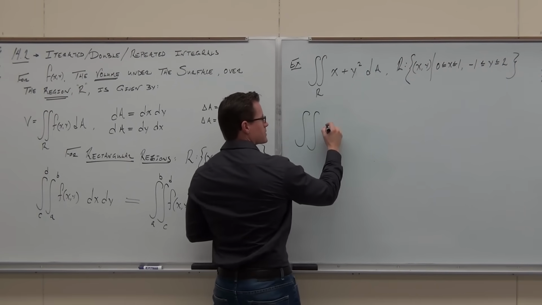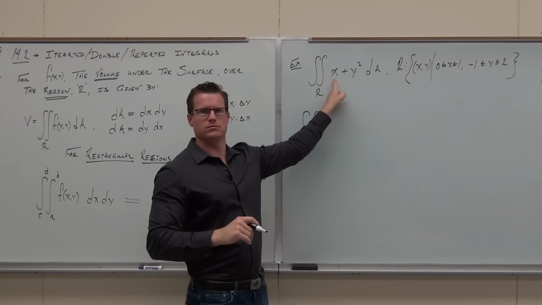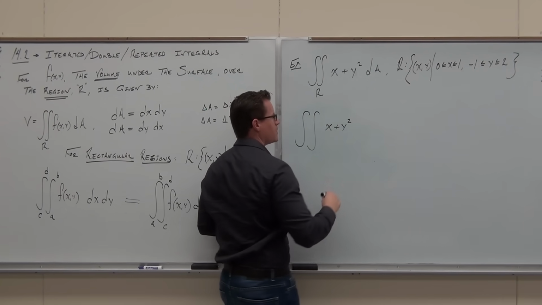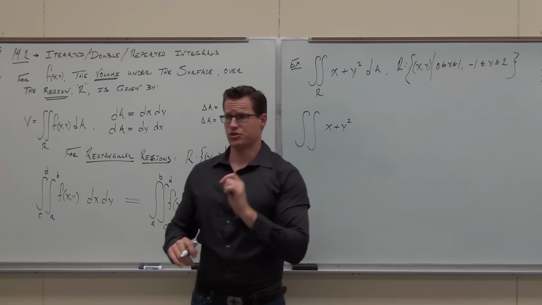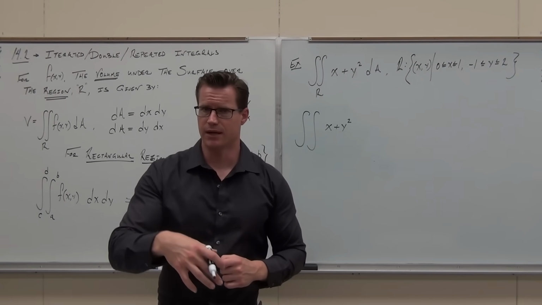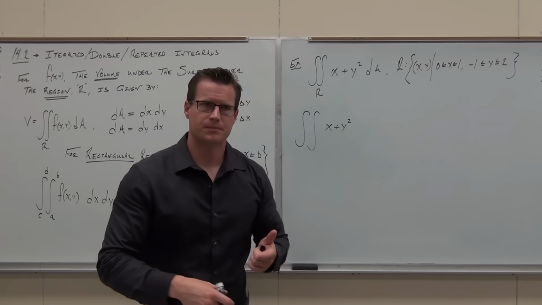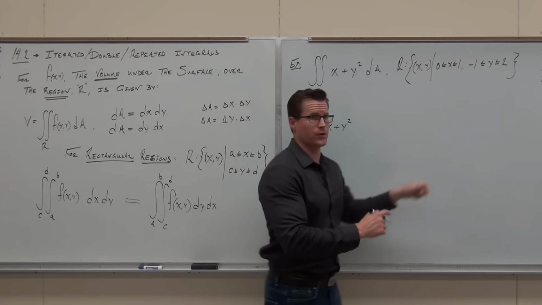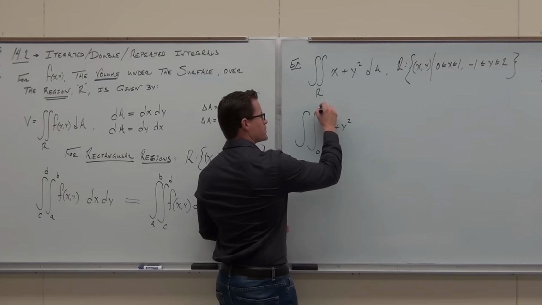So let's start this. Is this going to change right now? No, we don't change that. That is our surface over the region we just described. The dA has to change. You never leave a dA. You're either going to put dx dy or dy dx. In this case, I want to go from 0 to 1 first.